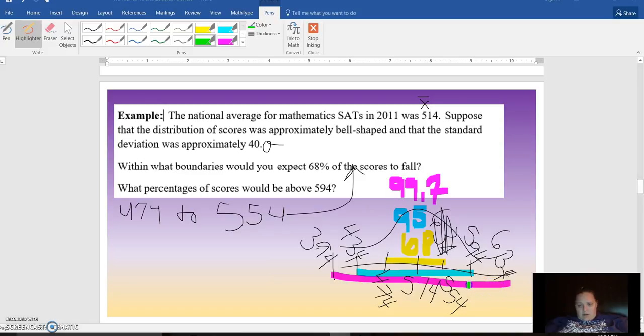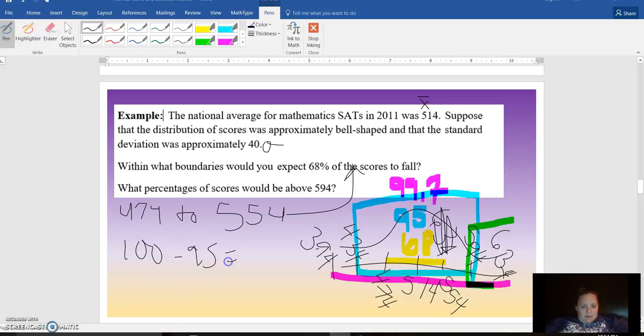What percentage of the scores would be above 594? So that's right here, and we need that data. 594 is at the second standard deviation, and the second standard deviation is 95%. So this chunk is 95%, and 100 minus 95 is 5.